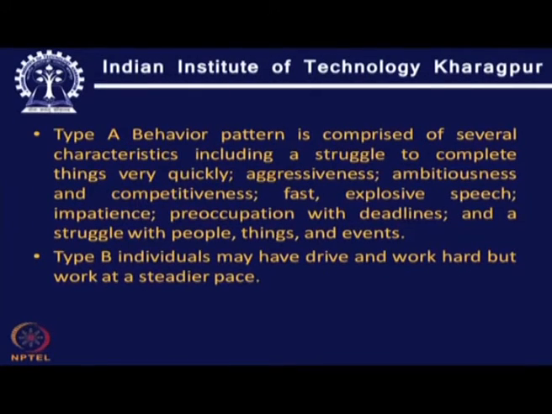Some people have a type A behavior pattern, as we have already discussed earlier. It is like a struggle to complete things very quickly. They are always under time pressure, aggressive, ambitious and competitive in nature. They are very much preoccupied with deadlines, so they are more prone to stress. Type B people are less prone to stress, as they work very steadily, they may require more time, they work hard, but at a steadier pace. So time is not a pressure for them, and they are less prone to stress as compared to type A people.